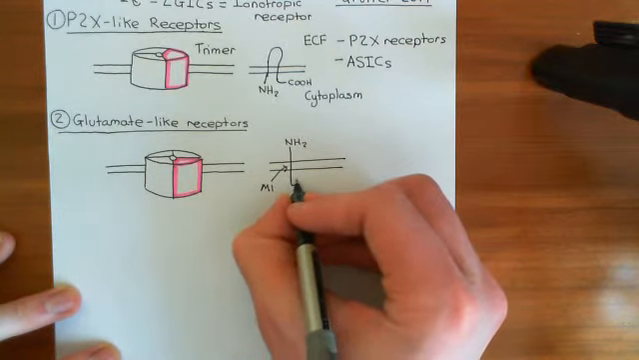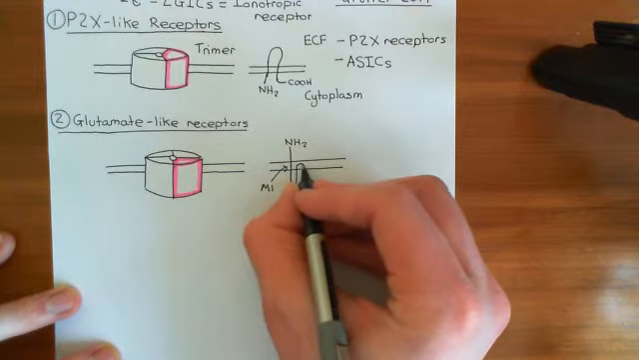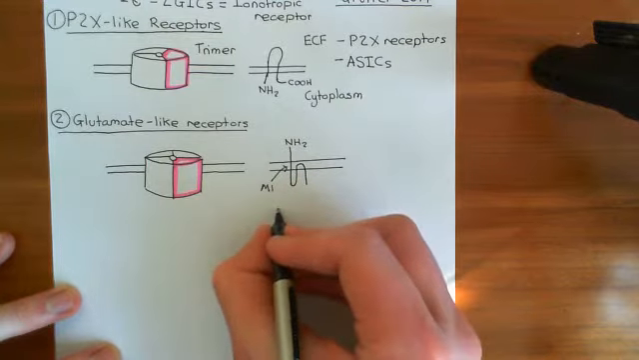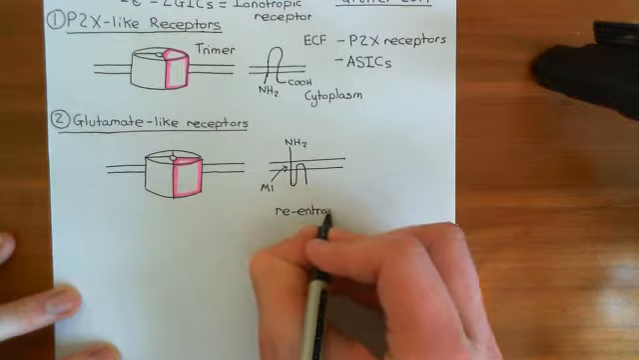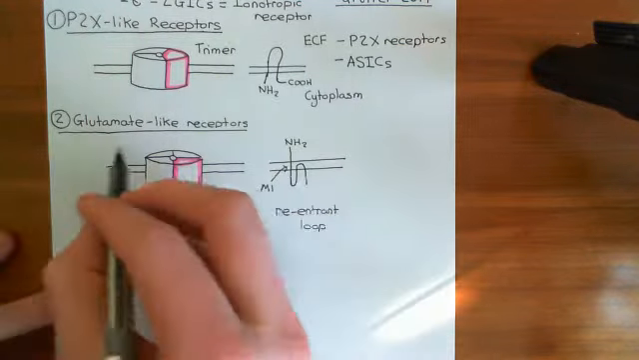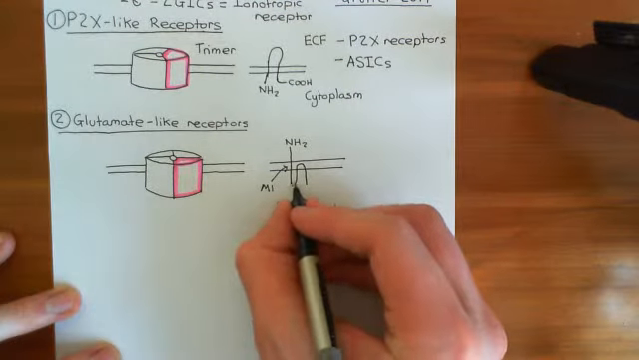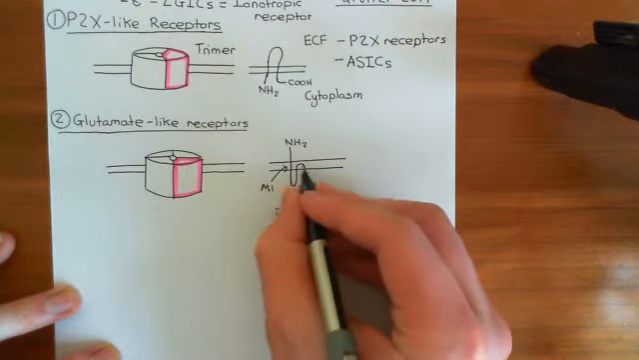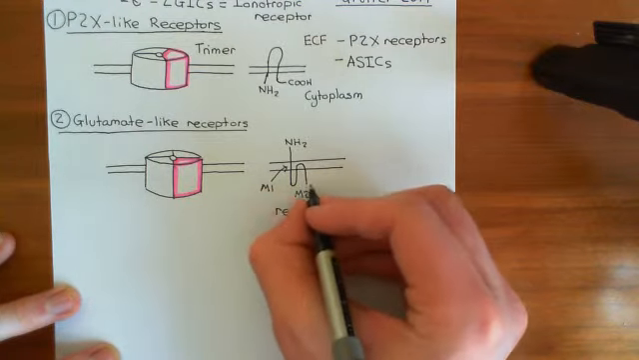Then it has what's known as a reentrant loop, which is where the polypeptide tries to span the membrane but fails and comes back out again. So this is the concept of a reentrant loop. Now the reentrant loop is given a name in the subunits of a glutamate-like receptor. It's called the M2 portion. So this reentrant loop from here to here will be called M2.